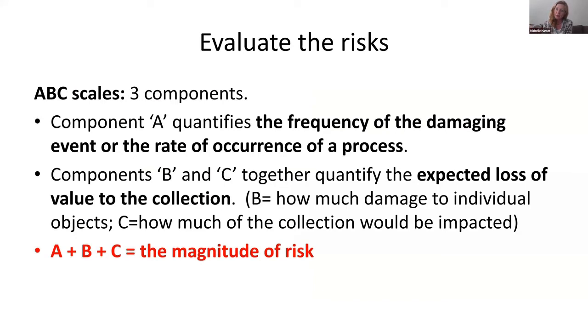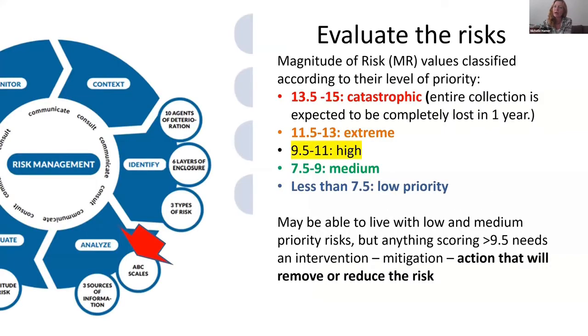So we said the magnitude of risk, you have to do this calculation. That's assignment 3, A, B, C. Adding those up, you come up with your scores. And then if something's 13.5 to 15, it means it's a catastrophic thing that will happen.